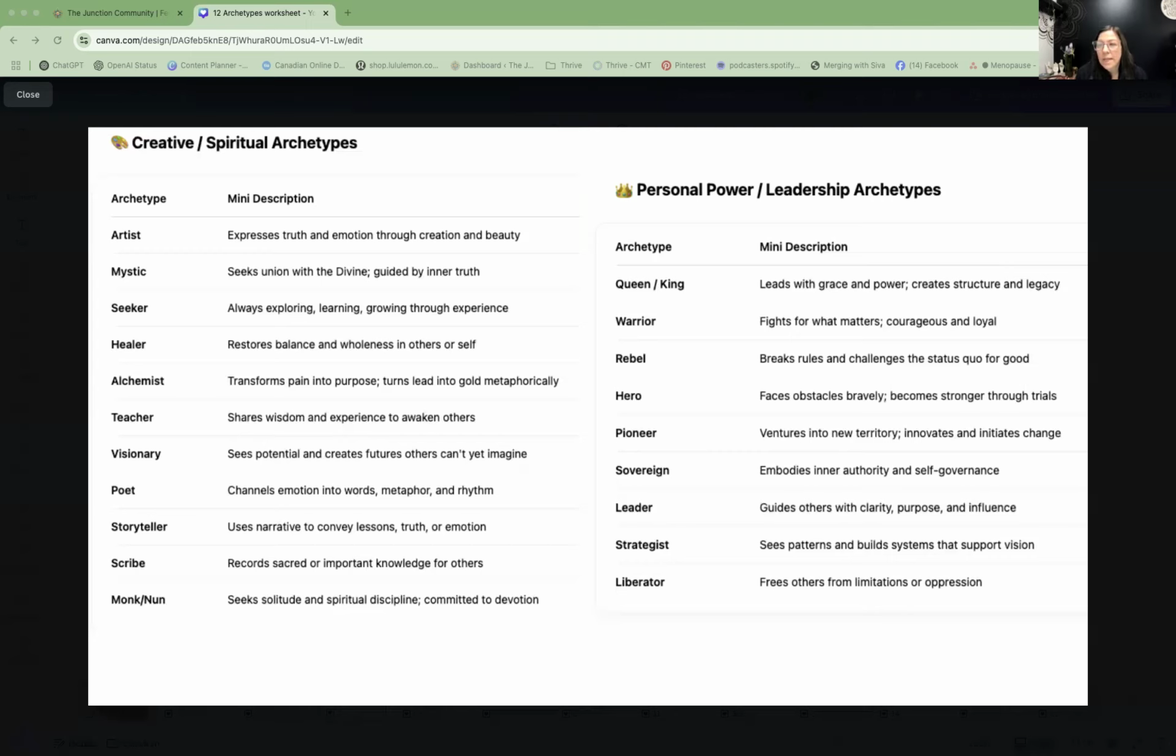Visionary, sees potential and creates futures others cannot yet imagine. Poet, channels emotion into words, metaphor, and rhythm. Storyteller, uses narrative to convey lessons, truth, or emotion. Scribe, records sacred or important knowledge from others. Monk or nun, seeks solitude and spiritual discipline, committed to devotion. So again, just write down any of the ones that resonate with you.